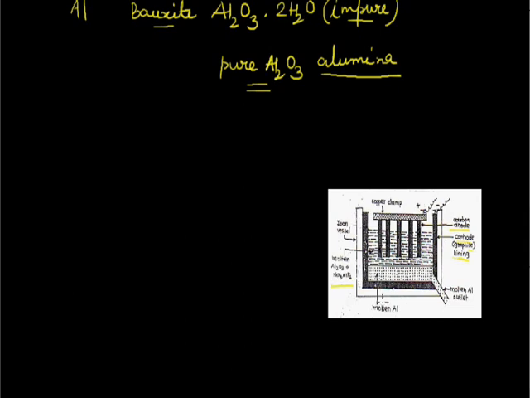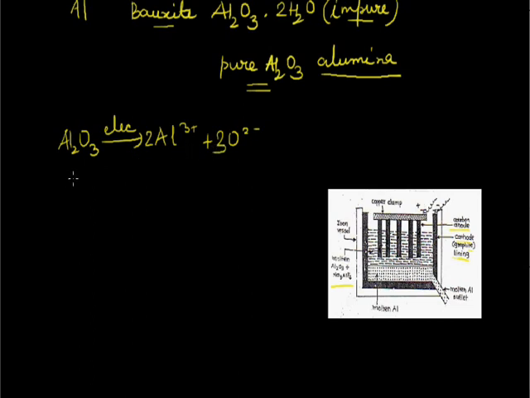Now once the setup is made, carbon lining graphite that acts as cathode, the carbon rods which act as anode, there is electrolyte which is a mixture of Al2O3 and cryolite. The process of electrolysis begins. When the electricity is passed, Al2O3 dissociates as aluminium ion and oxide ion.